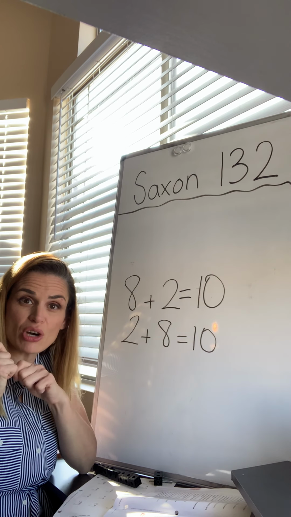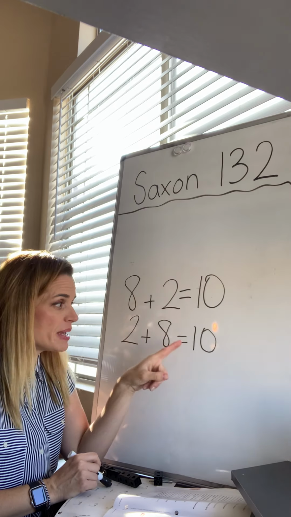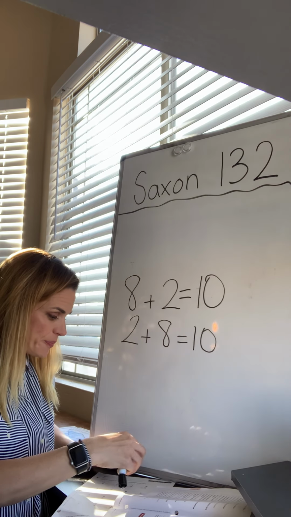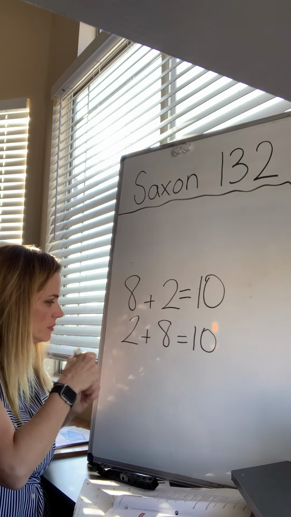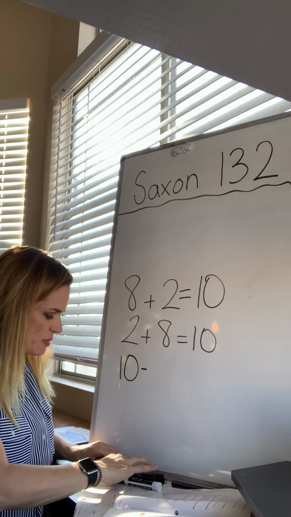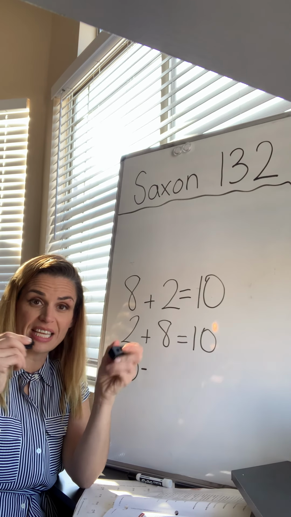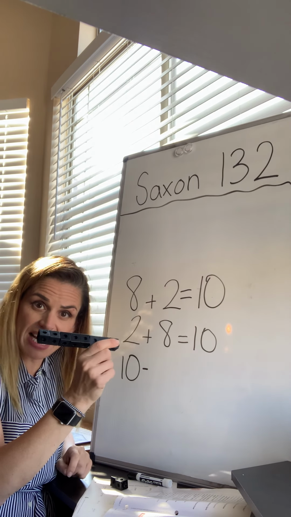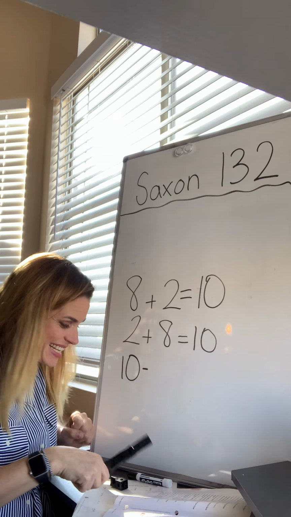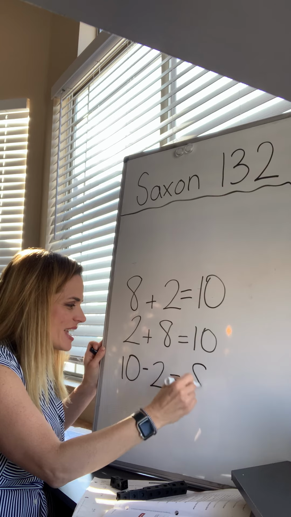So let's think of a subtraction. What number should we start with? We have 10. We're going to use the same numbers, so let's take away 2. How many does that equal? 8. 10 minus 2 equals 8.